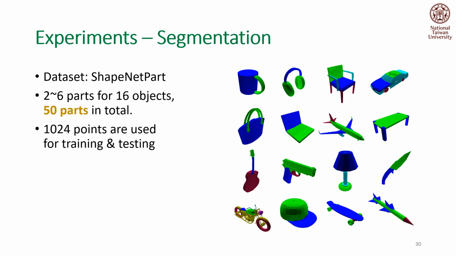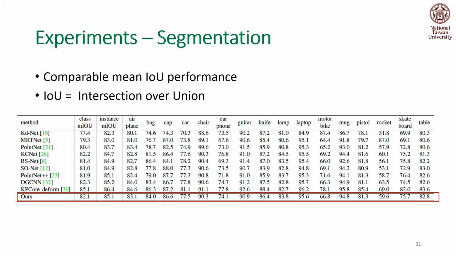We evaluate the segmentation performance on the ShapeNet part dataset. There are 16 objects and 50 parts in total. Some illustrations are shown in the right figure. All these parts are classified with a single model. We sample 1024 points from the object surface in the training and testing. Our model obtains comparable mean IOU performance in this dataset. IOU refers to the intersection over union.